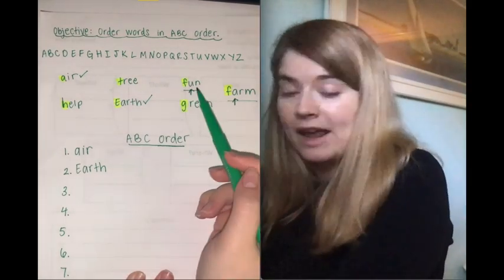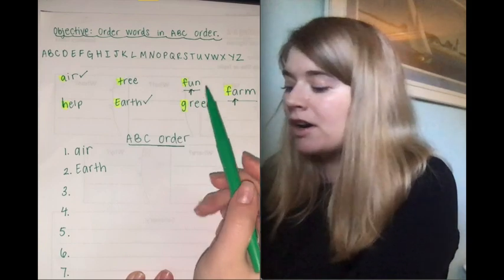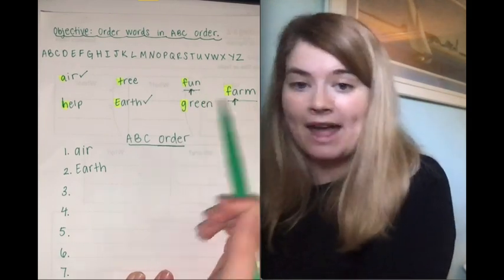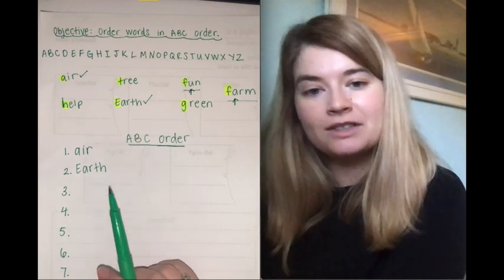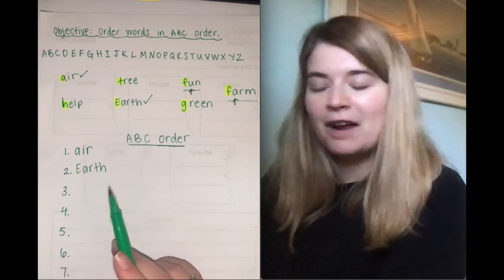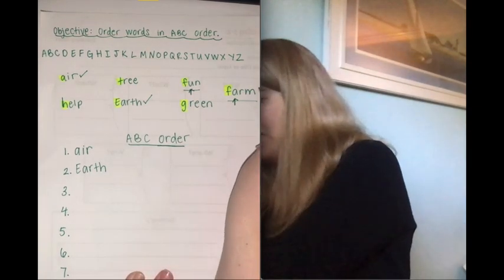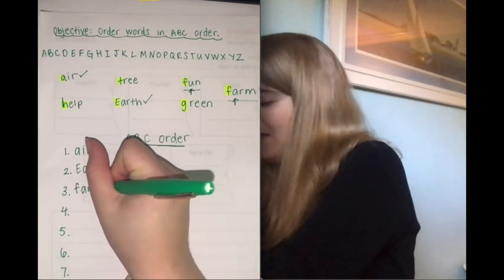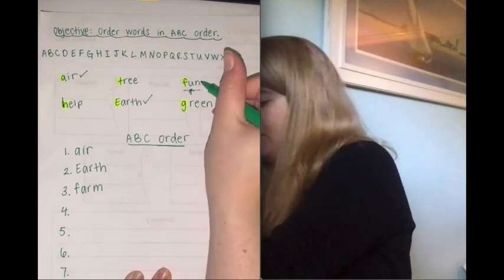Now, we ABC order, we alphabetically order based on the second one. So I have U and I have A. Which one comes first? Farm, A. So I'm going to put farm first. And then I'm going to put fun.